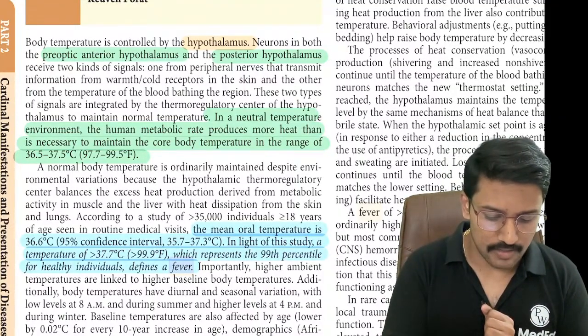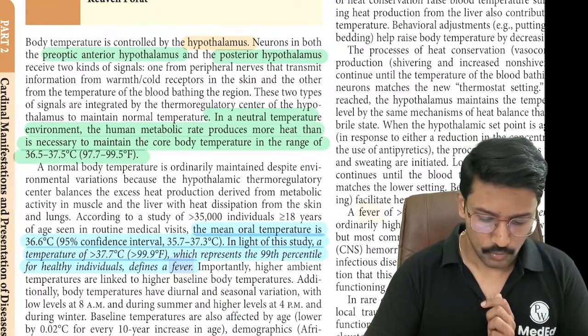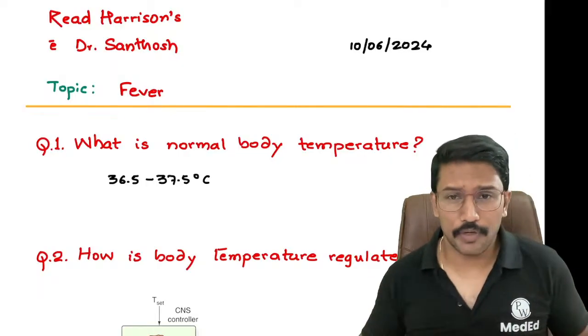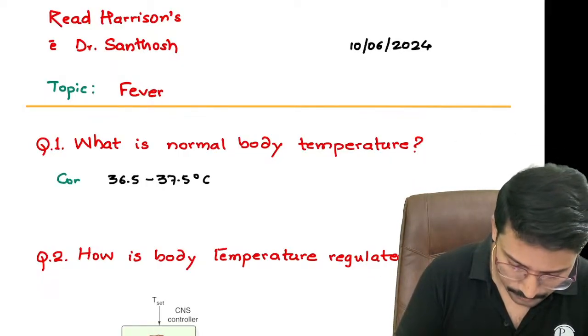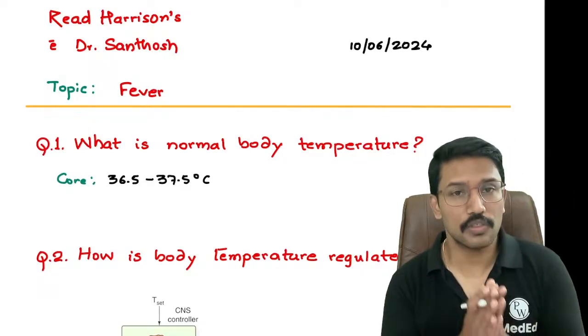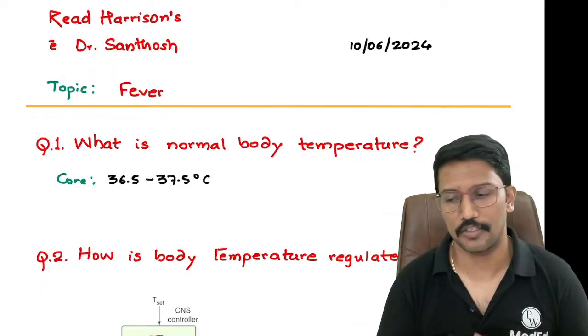And what is that normal range? When we say body temperature, I am primarily referring to the core of the body. So the core body temperature, the normal range, is 36.5 to 37.5 degrees Celsius.